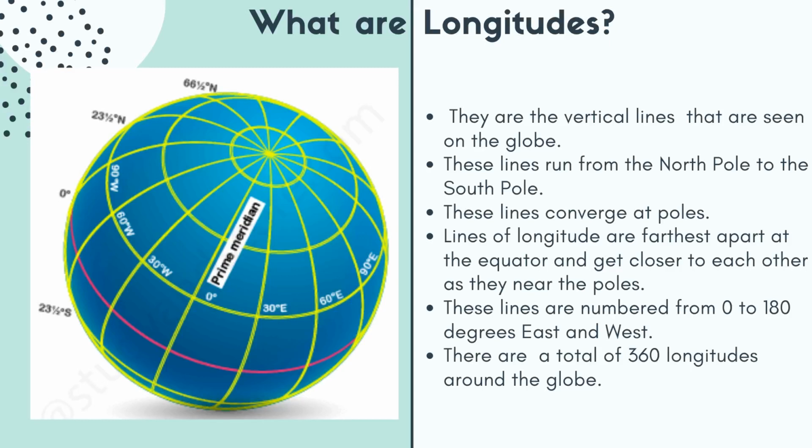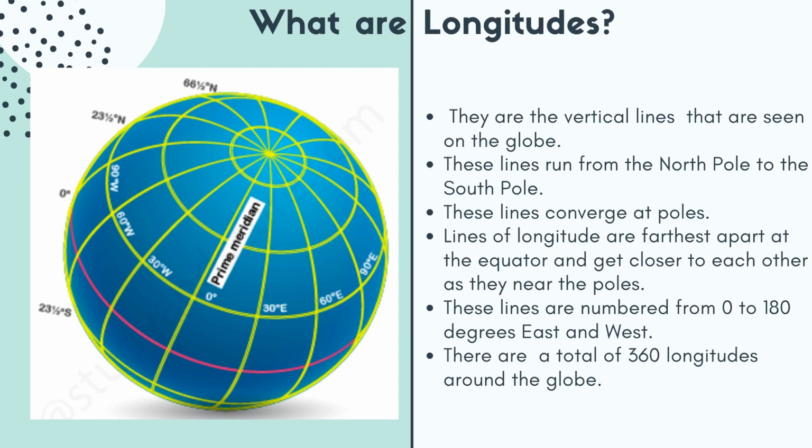What are longitudes? Longitudes, as we know, are the vertical lines that are seen on the globe or maps. These lines run from the North Pole to the South Pole. These lines converge at the poles. This means that all lines of longitude meet at the North Pole and the South Pole.